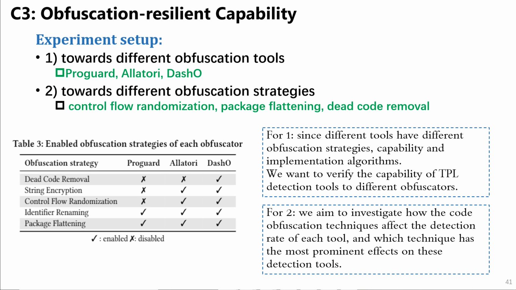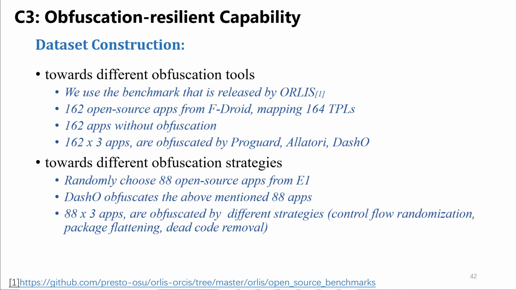obfuscators. For the second experiment, we aim to investigate how the code obfuscation techniques affect the detection rate of each tool, and which techniques have the most prominent effect on these detection tools.